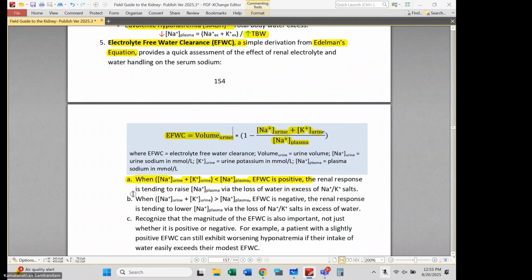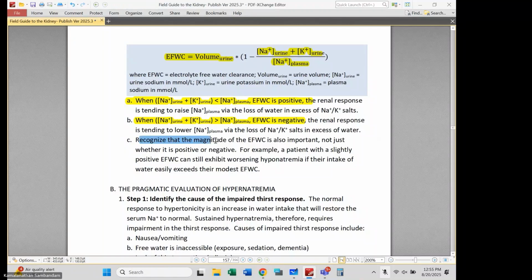Okay, when, again, you can have negative free water clearance. I've already said that. Magnitude matters is the point I'm trying to make.